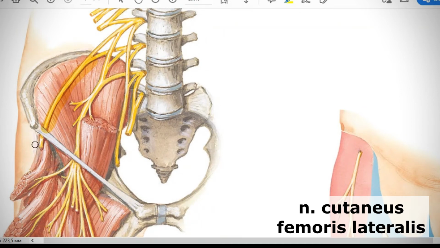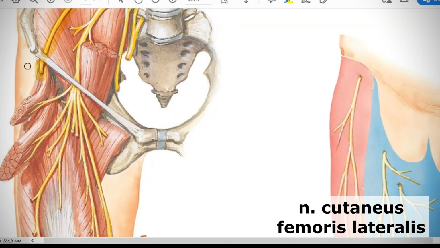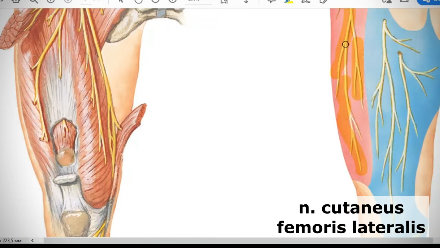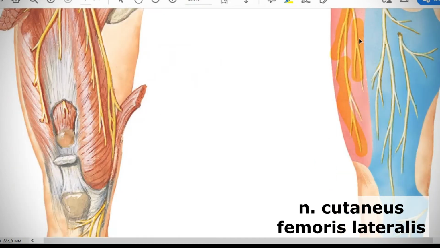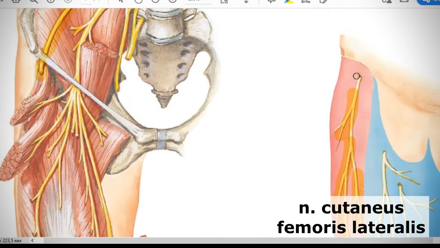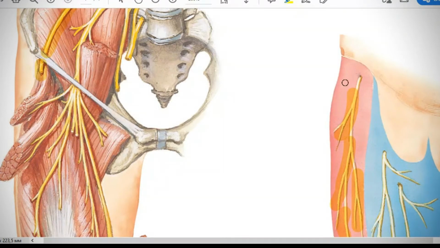It goes under the inguinal ligament, and then comes onto your thigh, and there it penetrates the fascia and is situated on the skin, with terminal branches that supply the skin of the lateral aspect of your thigh until your knee joint. And as the name says, it's a cutaneous nerve; it has no motor branches, it's just sensory.